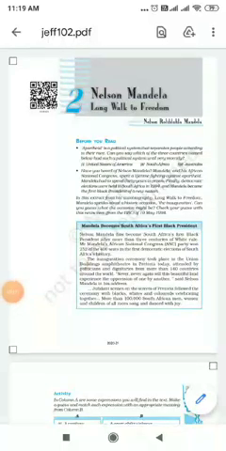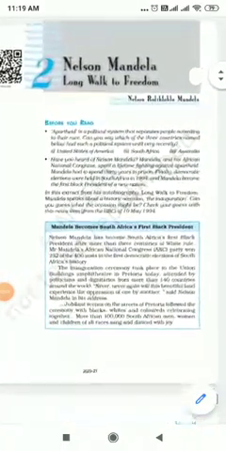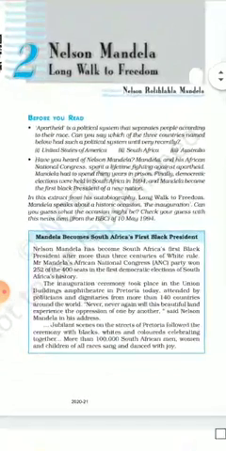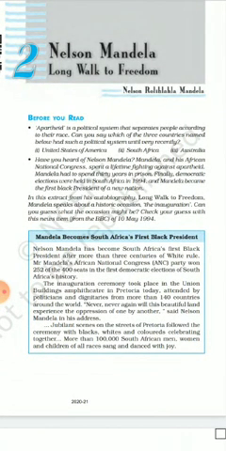Hello, dear children. Let's start the second chapter of your book, Nelson Mandela Long Walk to Freedom. And the writer of this lesson is also Nelson Mandela. So, before we start the chapter reading and explanation, let's just talk about some basic information you should know before starting the chapter.